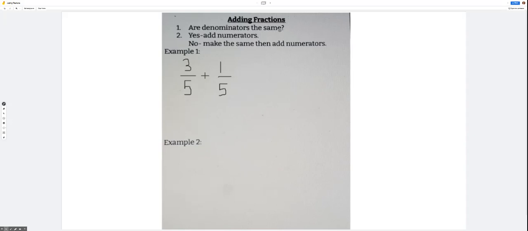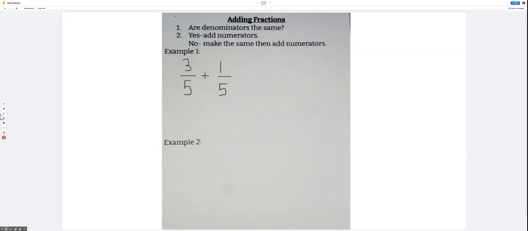The first thing that you need to do is look and see, are the denominators the same? And when I say denominator, I mean the bottom numbers of the fractions. If the answer is yes, then you add the numerators.